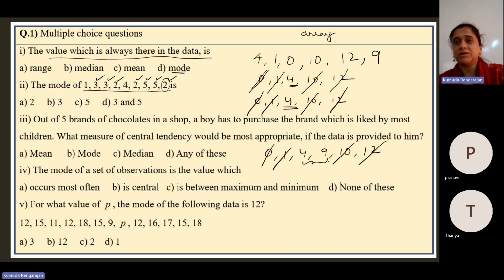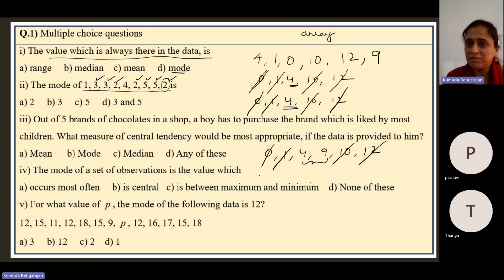Now we have 2 numbers in the middle. And if you slash both of them, then there's nothing. So you cannot do that. So it is the mean of these 2 numbers. That means the median in this case is the mean of these 2 numbers. How do you find the mean of these 2 numbers? 4 plus 9 by 2.